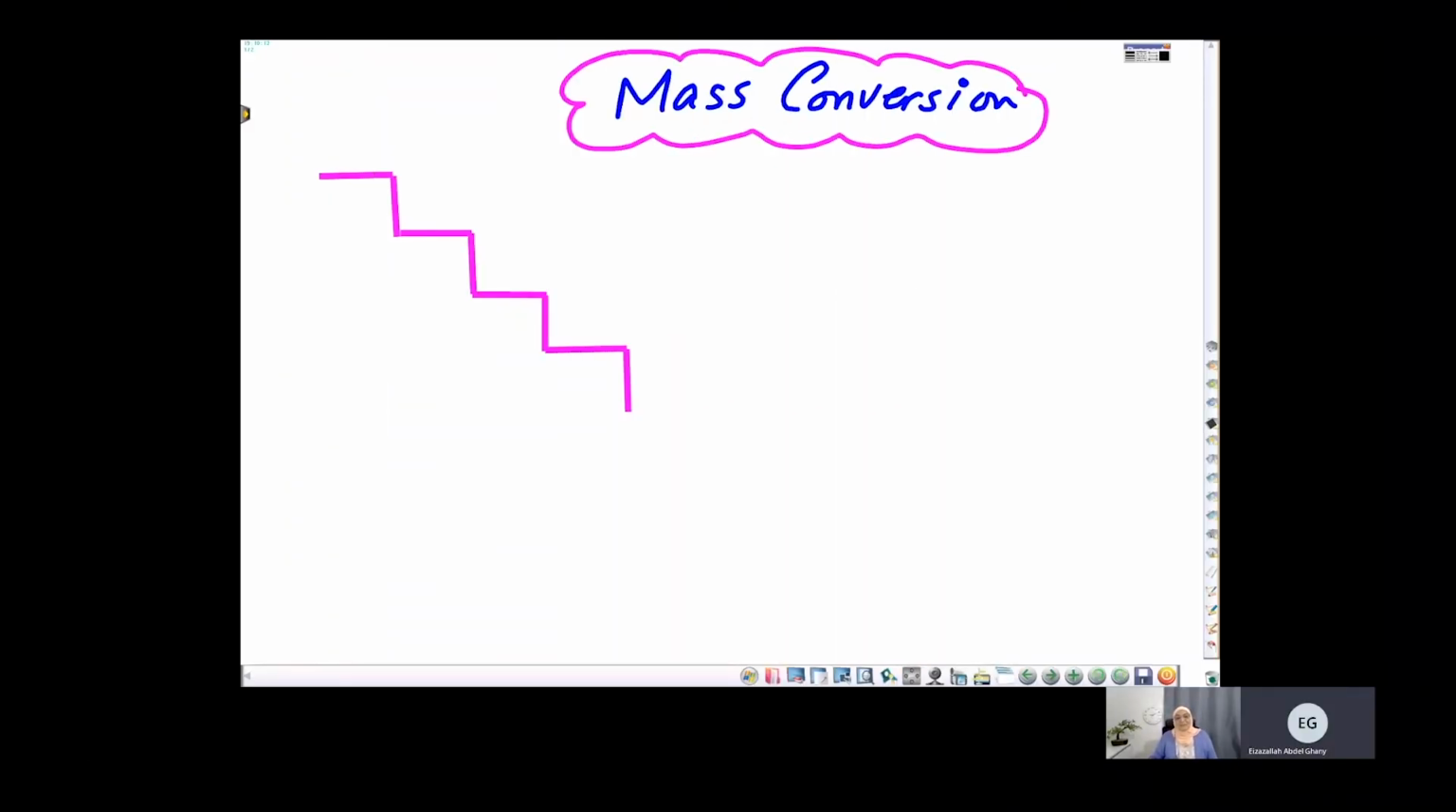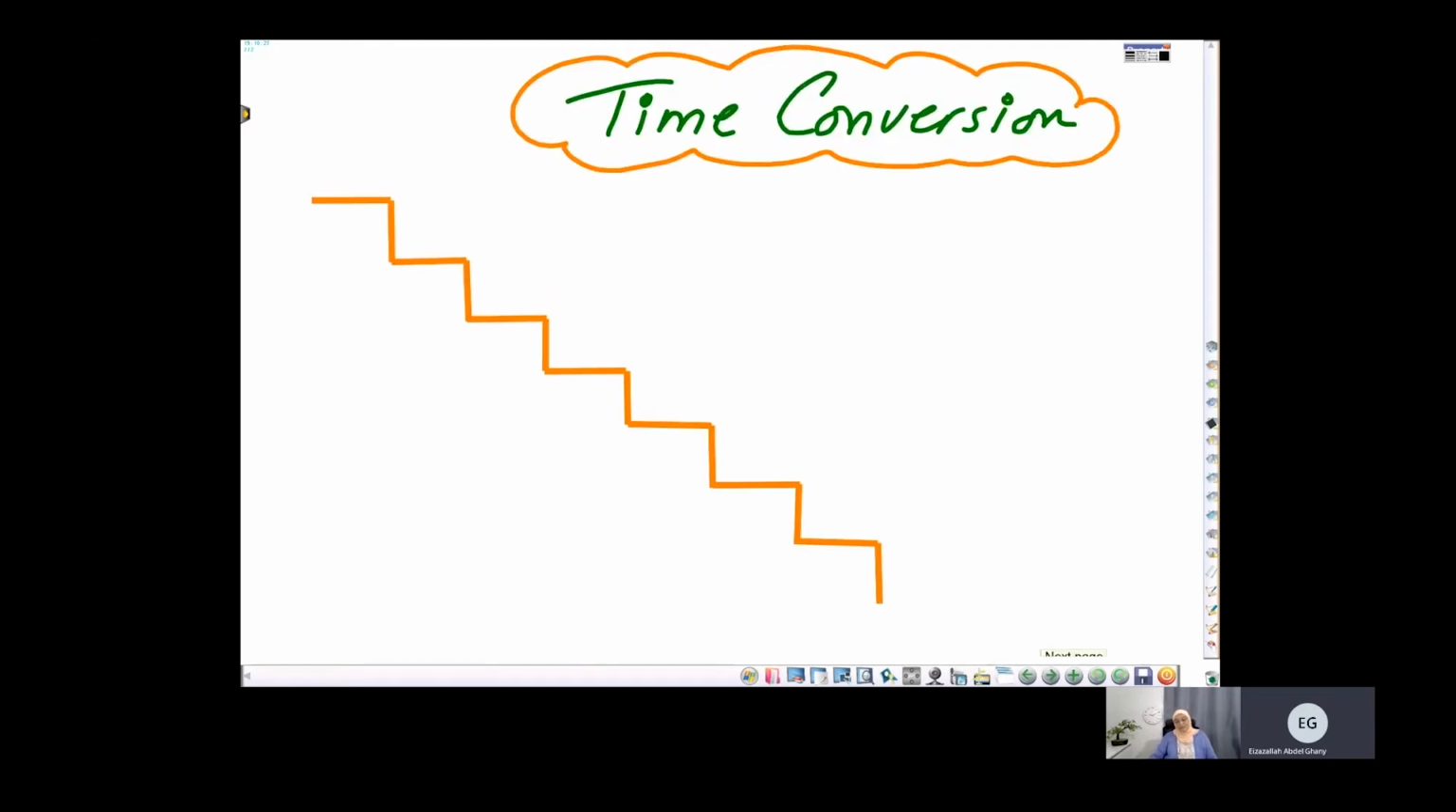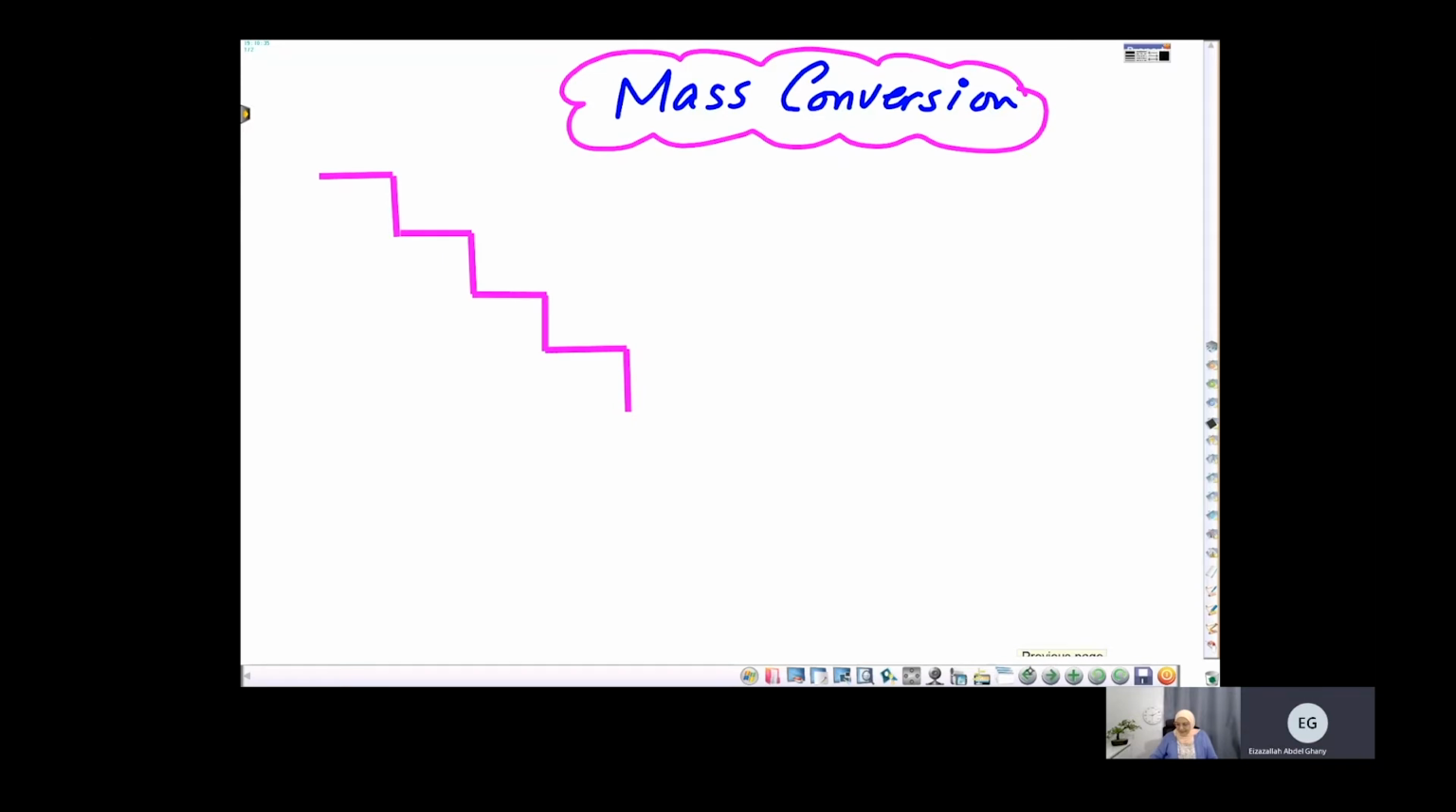In the previous video, we spoke about conversion of length, area and volume. Today we'll continue. Today we'll speak about mass conversion and also about time conversion. Oh, the steps of the time conversion are too much. For the mass conversion, the biggest unit of measuring mass is the ton.